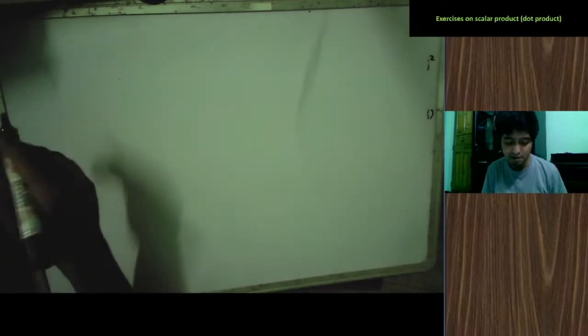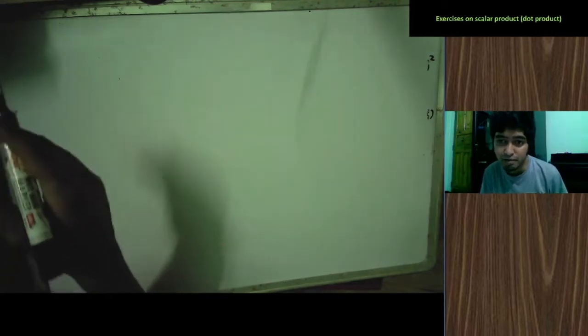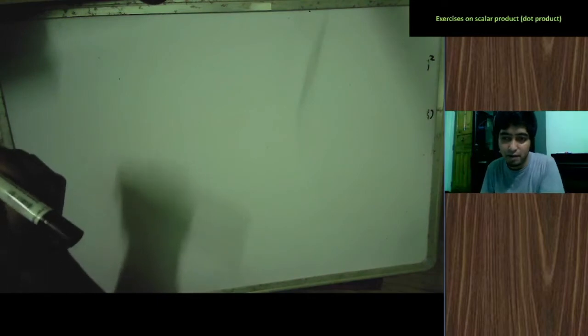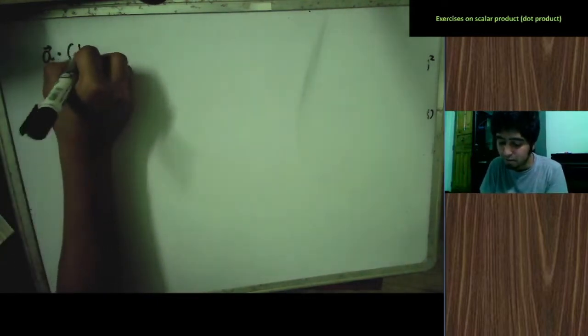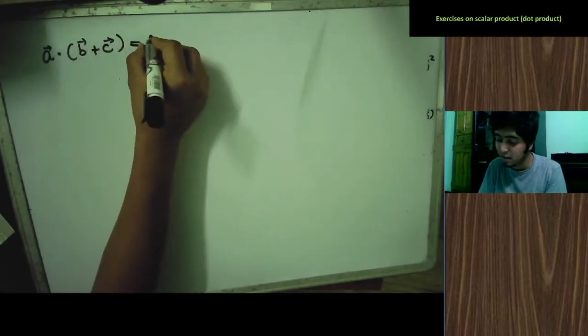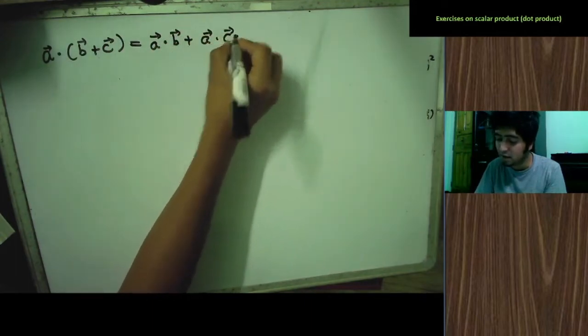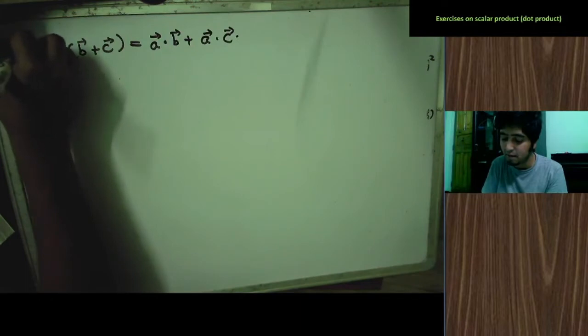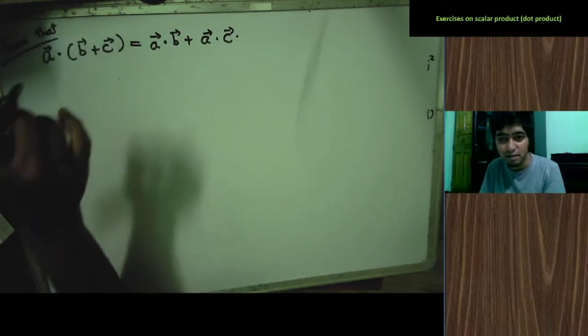Next, if you remember, there are still some more exercises, but before doing those exercises, I will try to prove what we did not prove in the last video. That is, we will try to prove this one today. We will try to show that a dot b plus c equals a dot b plus a dot c. Prove that. So what we are going to discuss now is a proof for this one.